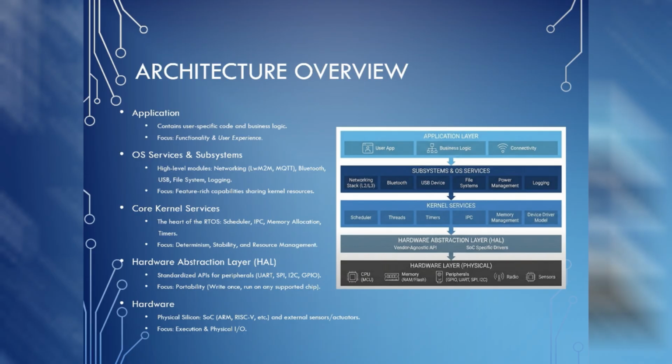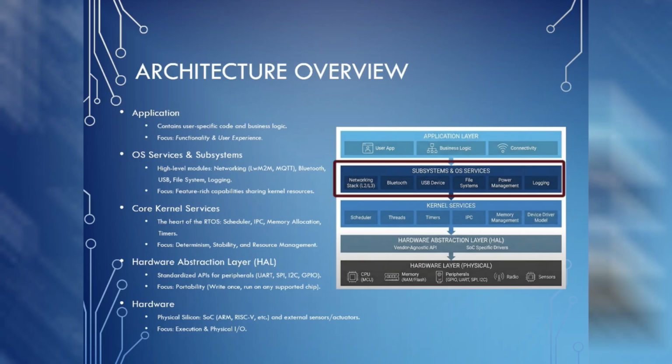Architecture overview. If you look at the screen, you will see the high level architecture of the Zephyr RTOS. It is designed using a modular, layered approach to ensure scalability and ease of maintenance. Let's walk through the stack from top to bottom. At the very top, we have the application layer. This is where user specific code lives. It contains the application's unique business logic. The key here is that this layer focuses entirely on functionality. It decides what the specific device needs to do without worrying about the low level implementation details.